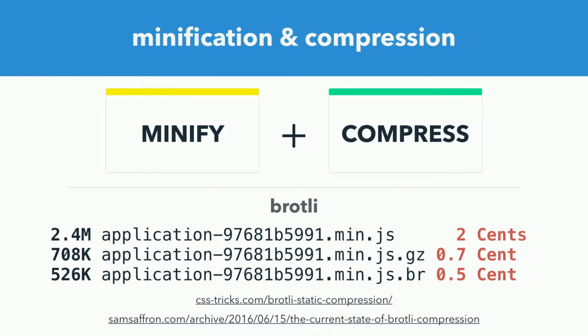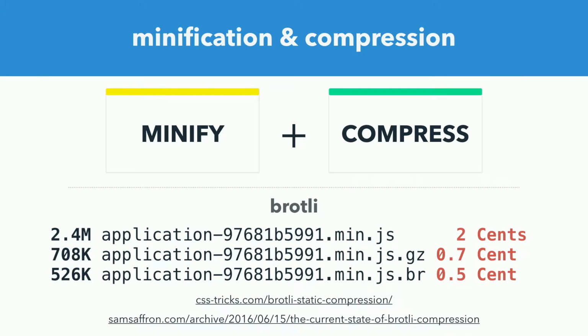Brotli has some gotchas though. It only works on HTTPS, and the encoding is really slow. So you cannot do this on the fly like with gzip. But when you generate all your assets, you could do this, and then you're good to go. Facebook and Dropbox and companies like that, they're all shipping Brotli.